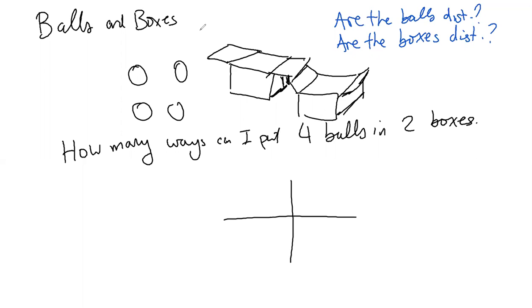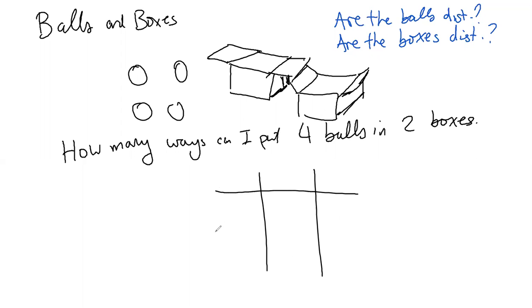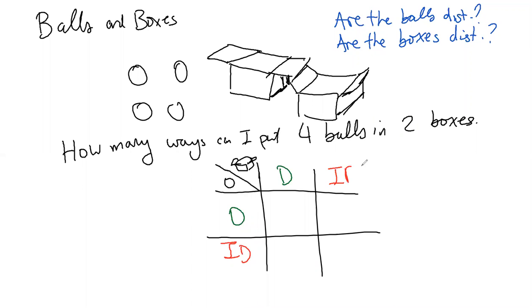Oh, I messed up again. What am I doing? I keep thinking it's 2, 3s. 1, 2, 1, 2, right? And so here, draw a line here. I should not have drawn that many lines. All right, and there's a difference between the boxes and the balls. The question is, are the balls distinguishable or indistinguishable, which I'll represent as D and ID.